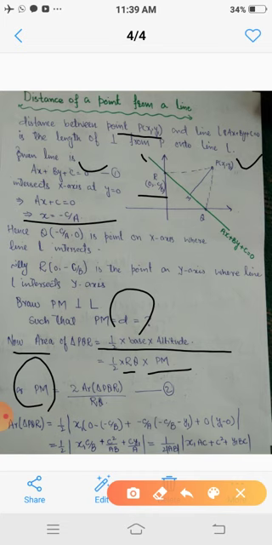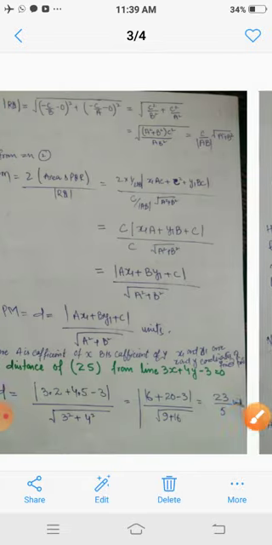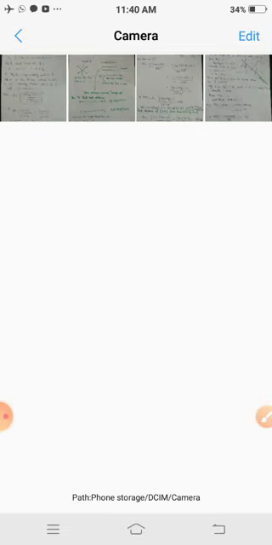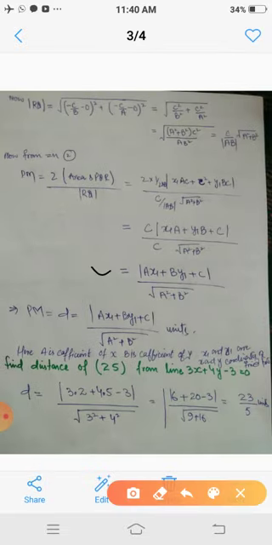Similarly, the distance between these two points, (0, -c/b) and (-c/a, 0), is given by the distance formula: root of c squared over b squared plus c squared over a squared, which is simply c over ab into root of a squared plus b squared. Now when we substitute in the equation, we simply get the modulus of ax1 + by1 + c upon root of a squared plus b squared. So this is the required distance.